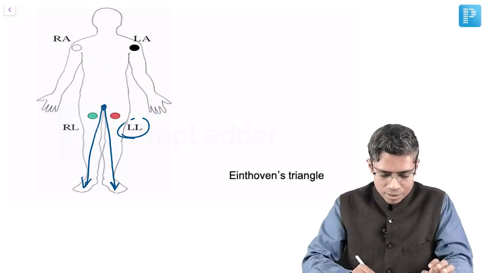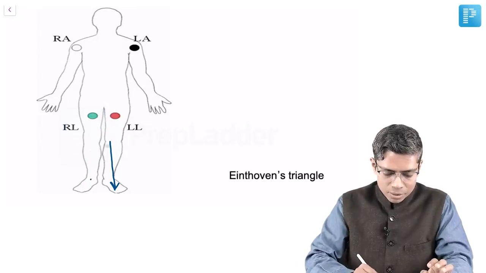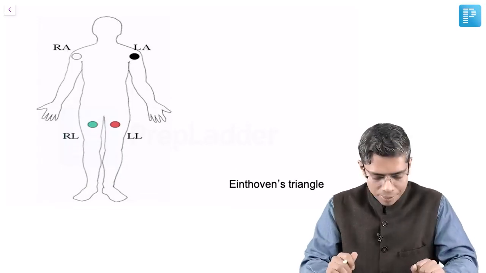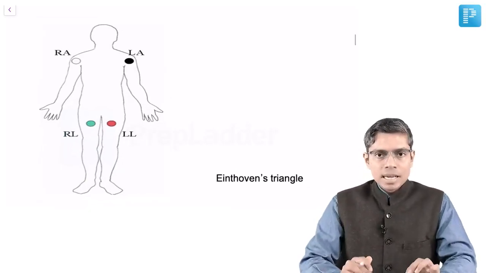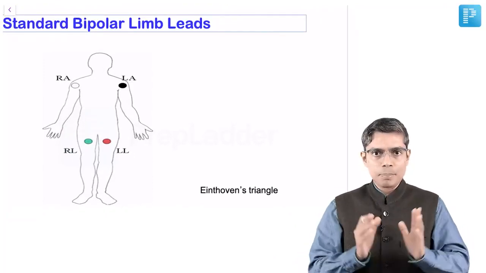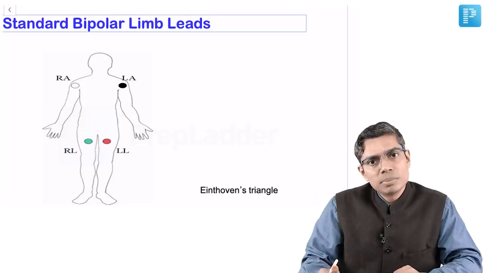Let me delete all this. So the 3 reference points are nothing but the two acromions and the symphysis, and I told you the meaning of this. Now I told you that standard bipolar limb leads means, bipolar means both the electrodes are active electrodes. What do you mean by that, sir?